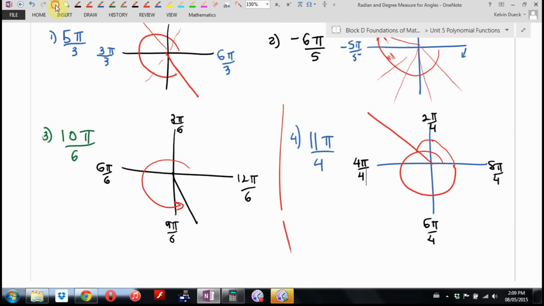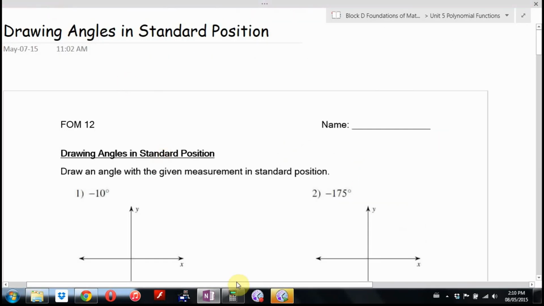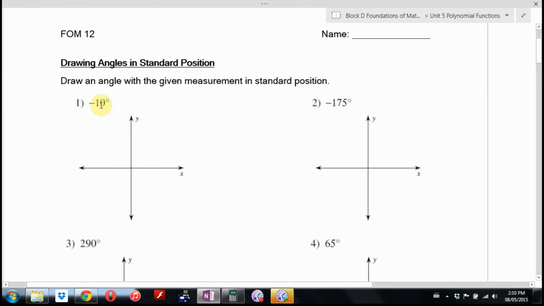So your homework, very quickly, the first sheet that I gave you is called Drawing Angles. I want to give you a half an hour, which basically works out to about 10 minutes a sheet, which is about what I figure it'll take. In degrees, it's easier because it's 90, 180, 270, right? Let's do number one together right now. Negative 10 degrees? Yep, I think right about there. And I did attach the answers to this one, so you can check.